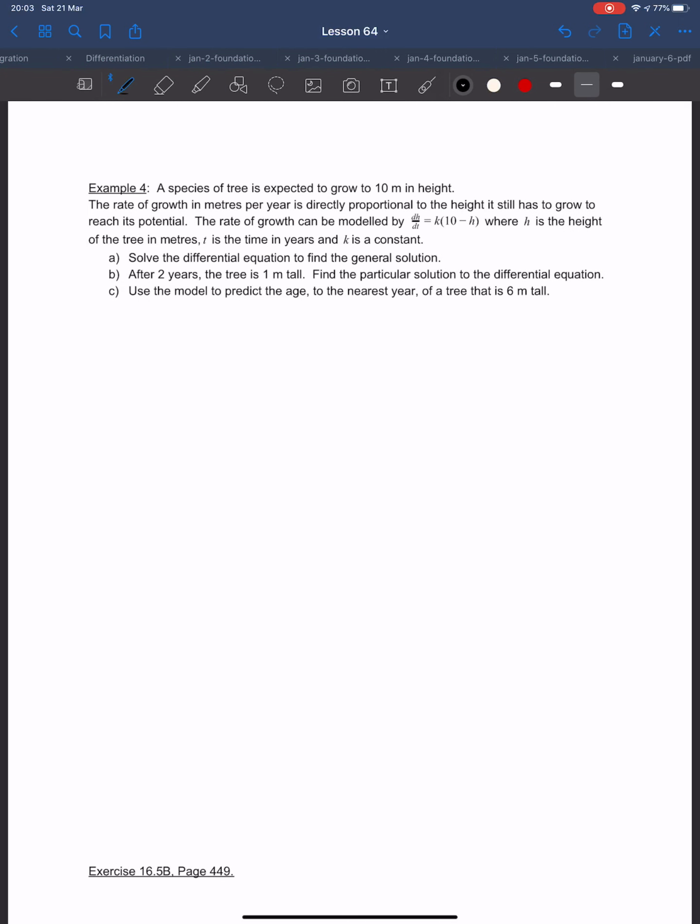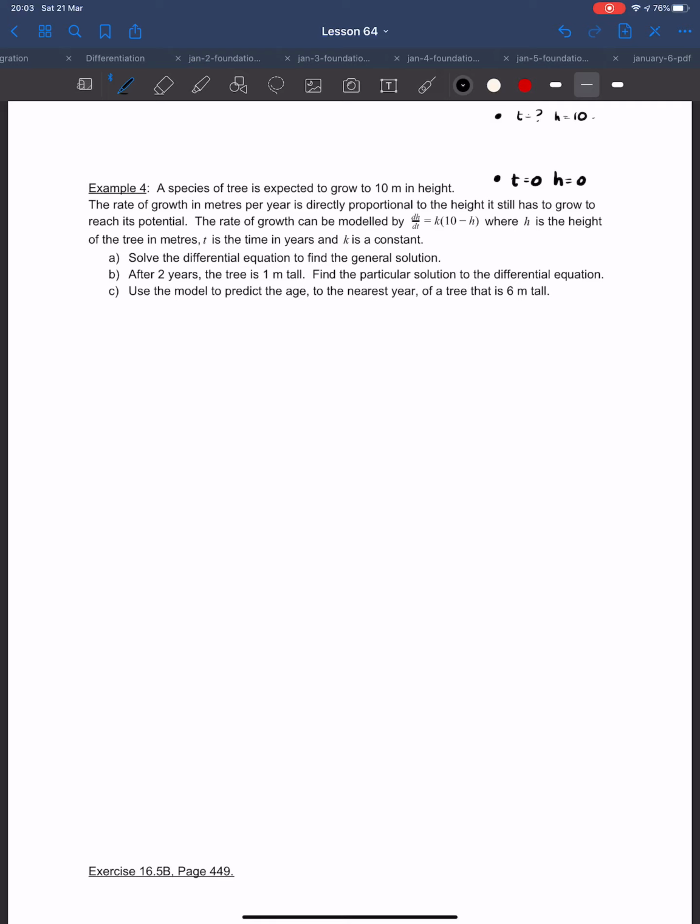Right, example 4. A species of tree is expected to grow to 10 metres in height. So it starts at t equals 0, h is 0, and at some time in the future, we don't know what t is, but h will be 10. The rate of growth in metres per year is directly proportional to the height it still has to grow to reach its potential. The rate of growth can be modelled by dH by dt equals.